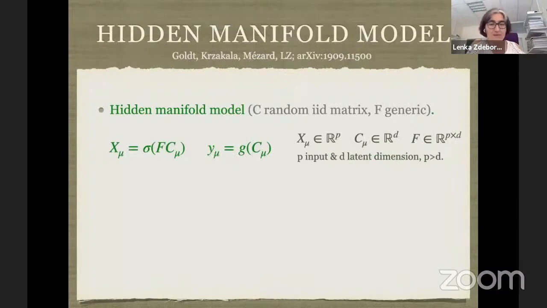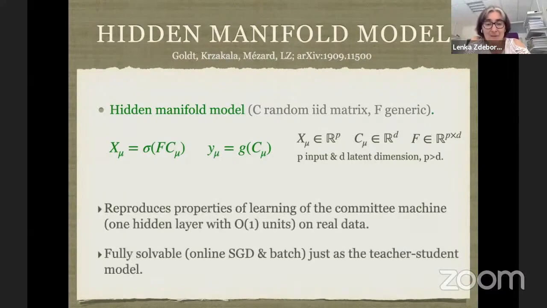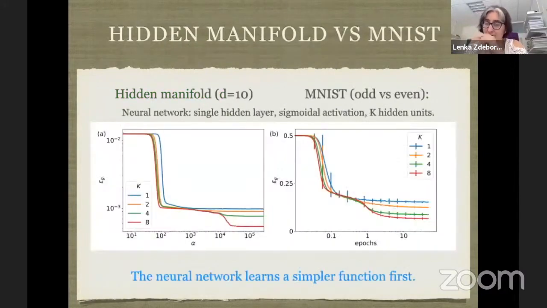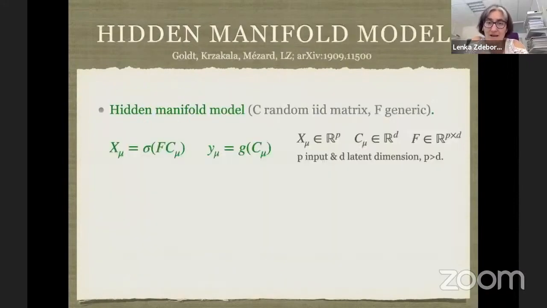So here I'm just summarizing it again, and this is just a definition. The key property here is that on one hand, this model behaves similarly to how learning behaves on real data, and the next two slides will be about that. But crucially, we can solve it with the replica method and its variants, in the same way that we can solve the normal teacher-student model.